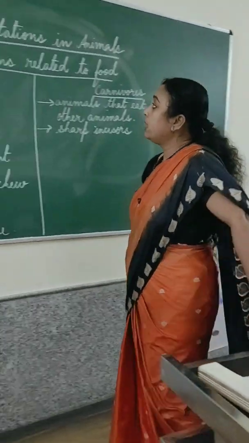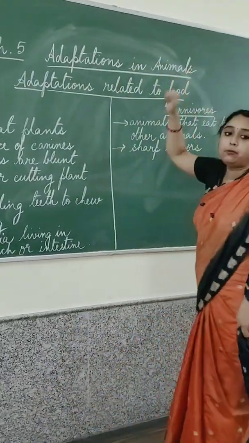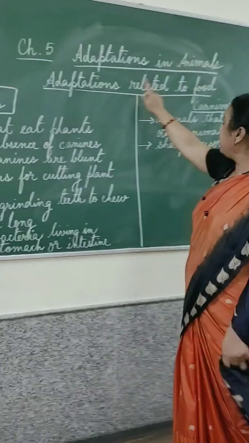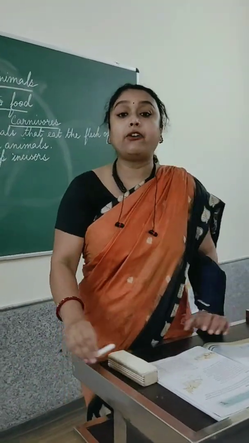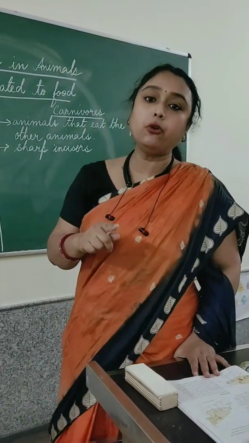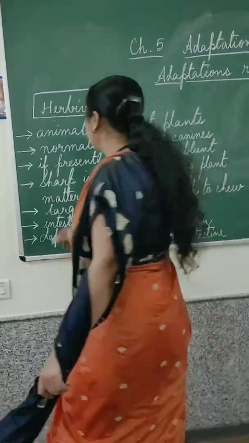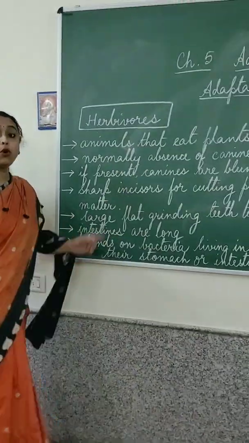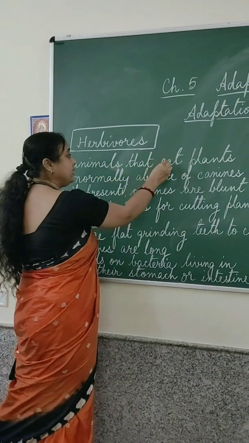I will teach you the fourth part of the fifth chapter, that is adaptations in animals. Now, adaptations related to food. Animals are divided into three groups: herbivores, carnivores, and omnivores. Now, the first part is herbivores. What are herbivores? Herbivores are animals that eat plants.